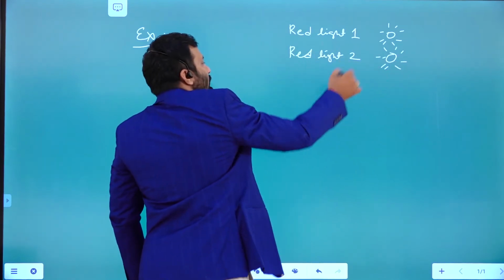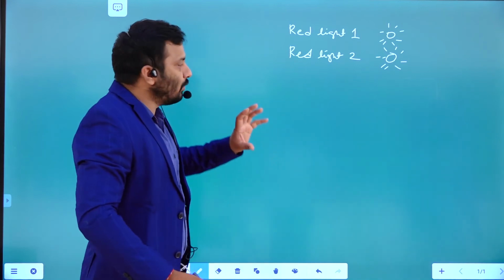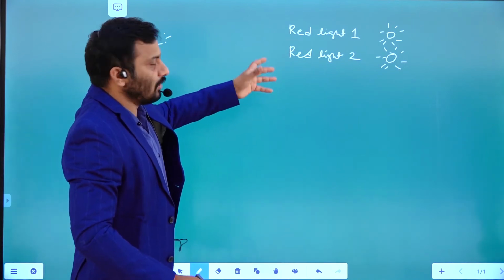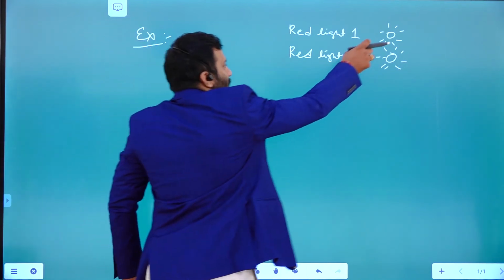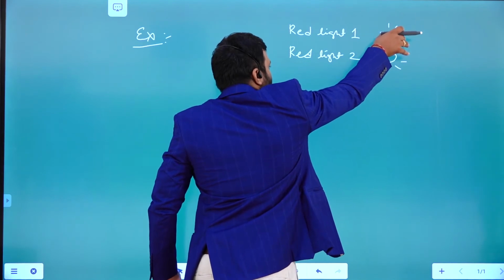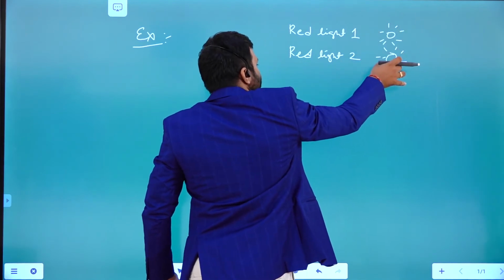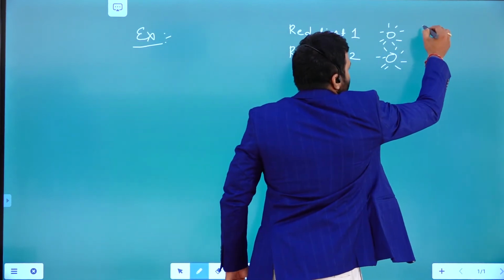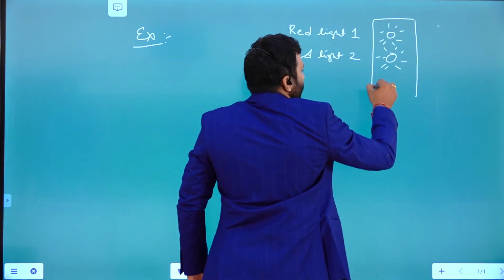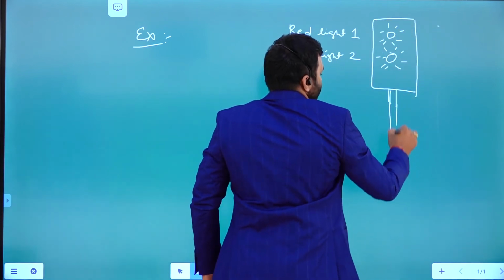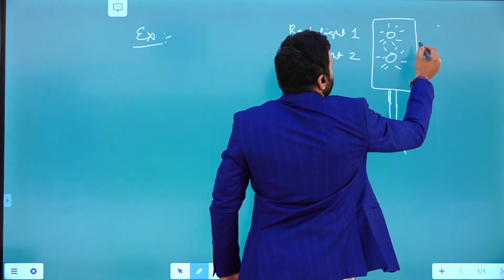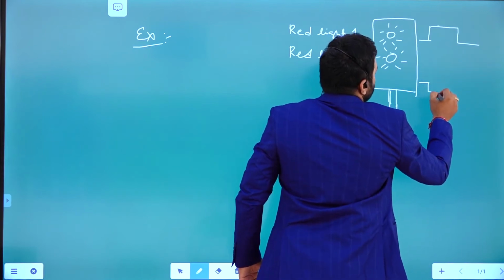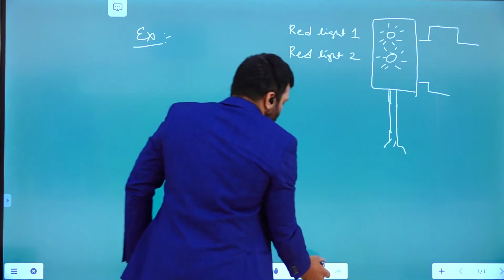If you want to turn these lights on and off alternately, our application is like this. That means while red light 1 is in the on position, red light 2 should be off. While this one is in the on position, this should be off. For example, this is the indicating pole. So while this is in the on position, this should be in the off position.